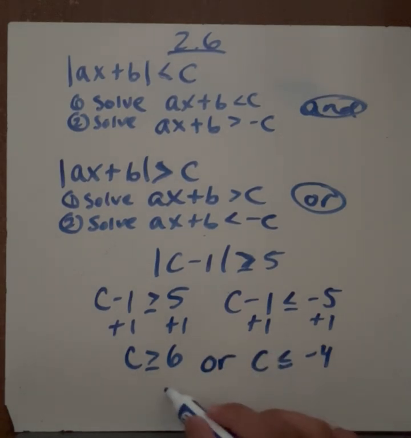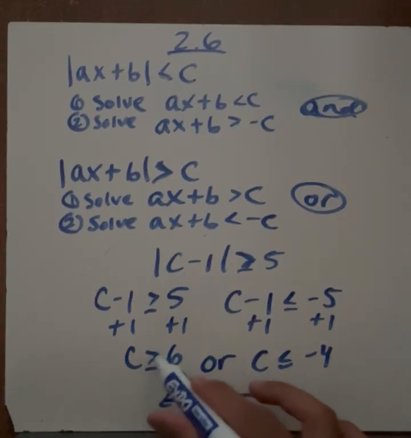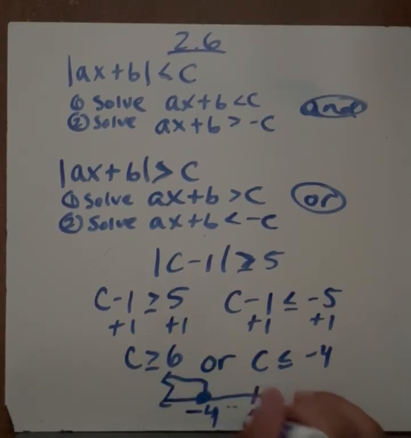And to graph this, c is less than or equal to -4. So less than or equal to is facing this way. c is greater than or equal to 6, so 6 is over here. Closed circle facing that way. And so or inequalities do face away from each other.